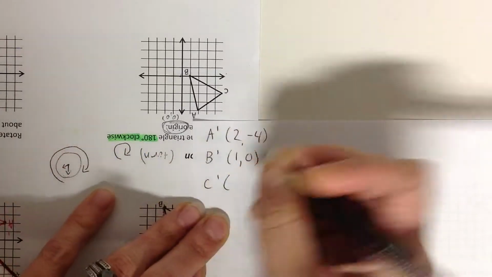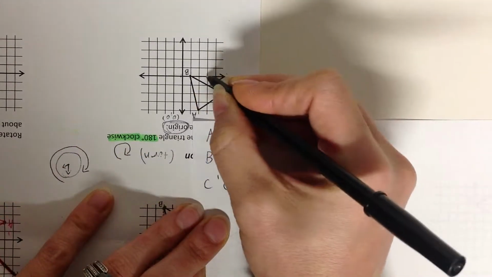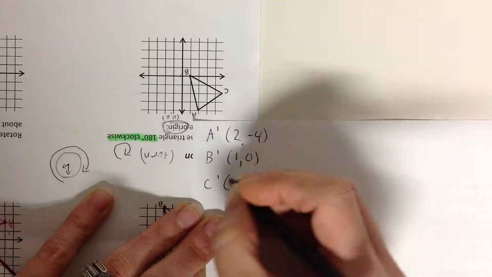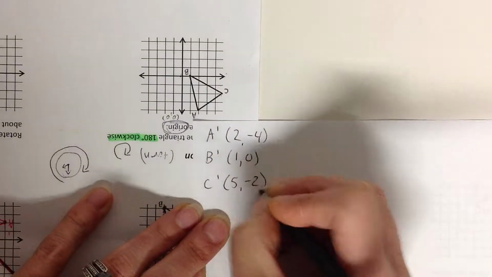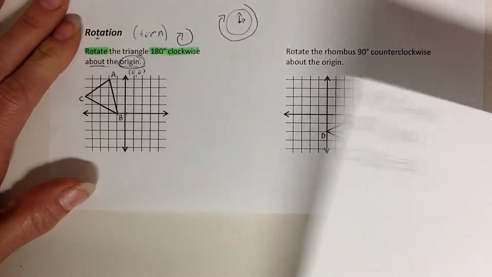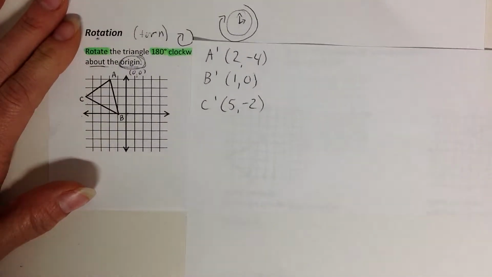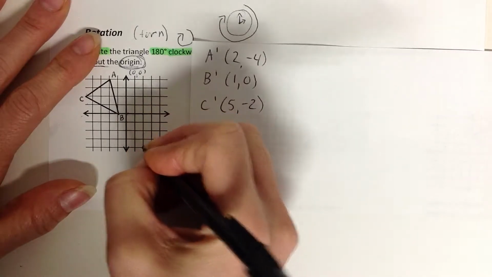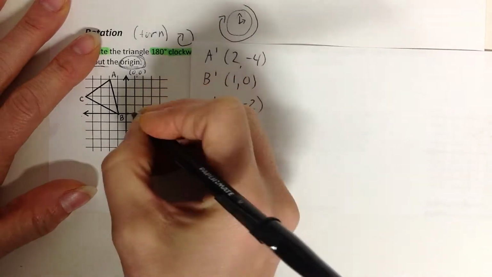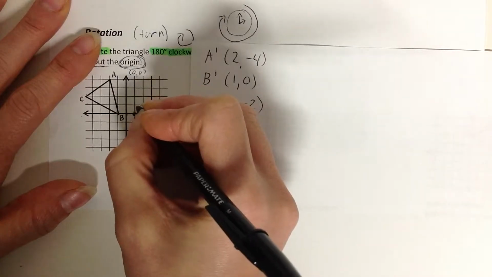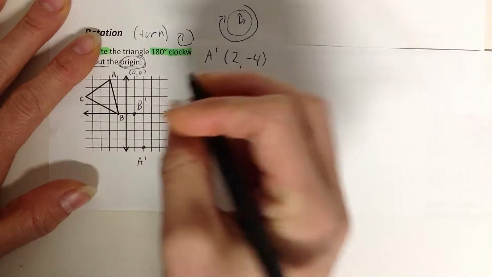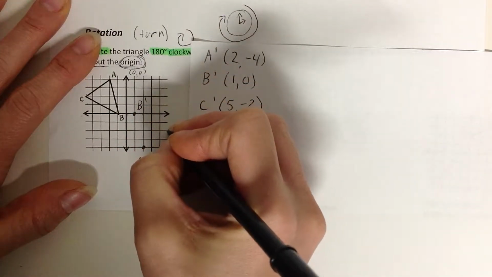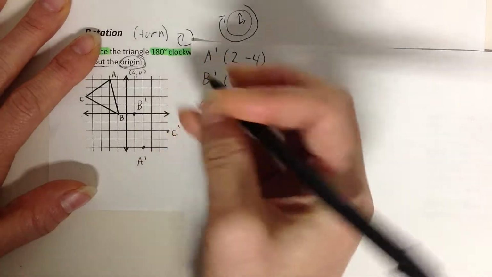And then C prime is at 1, 2, 3, 4, 5, negative 2. And then you can take your paper and go back to your original picture and write in your new coordinates. 2, negative 4 is where A landed. 1, 0 is where B landed. And 5, negative 2 is where C landed.